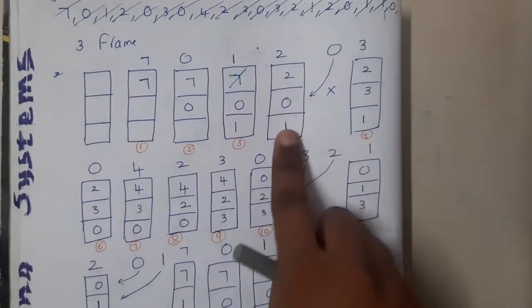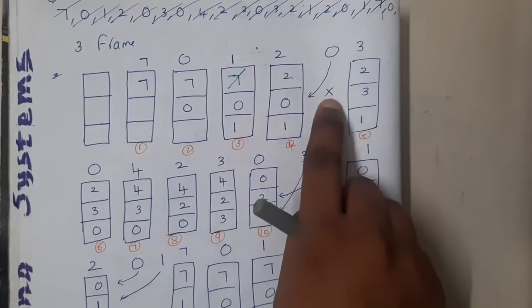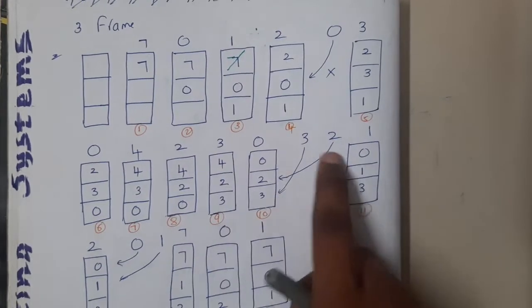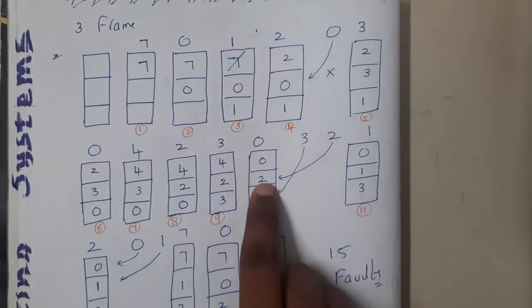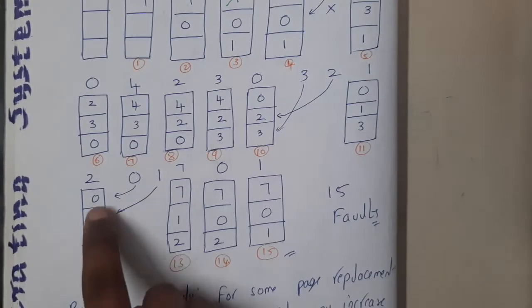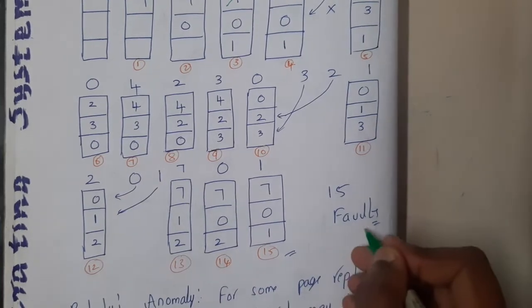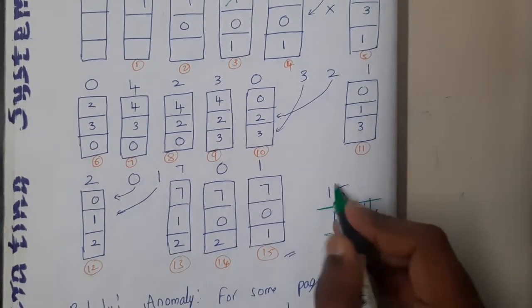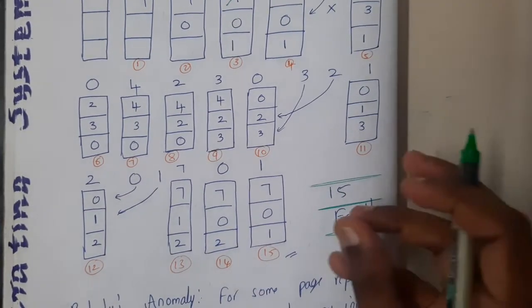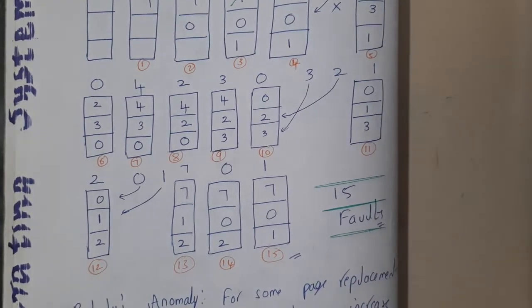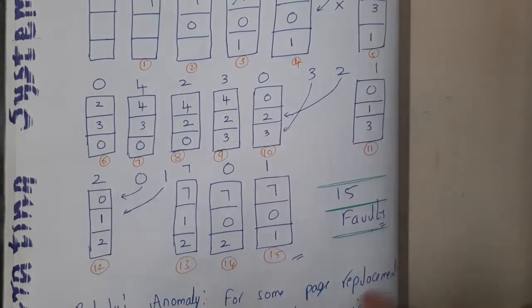FIFO. Here 0 is found already, so there is no fault here. Similarly, we continued again with 3 and 2. There is no fault here because those 2 are already available. Again here 0 and 1 are already available. So at the end, we got 15 faults, guys. Indirectly, 15 times you pushed a particular frame from secondary memory to main memory.